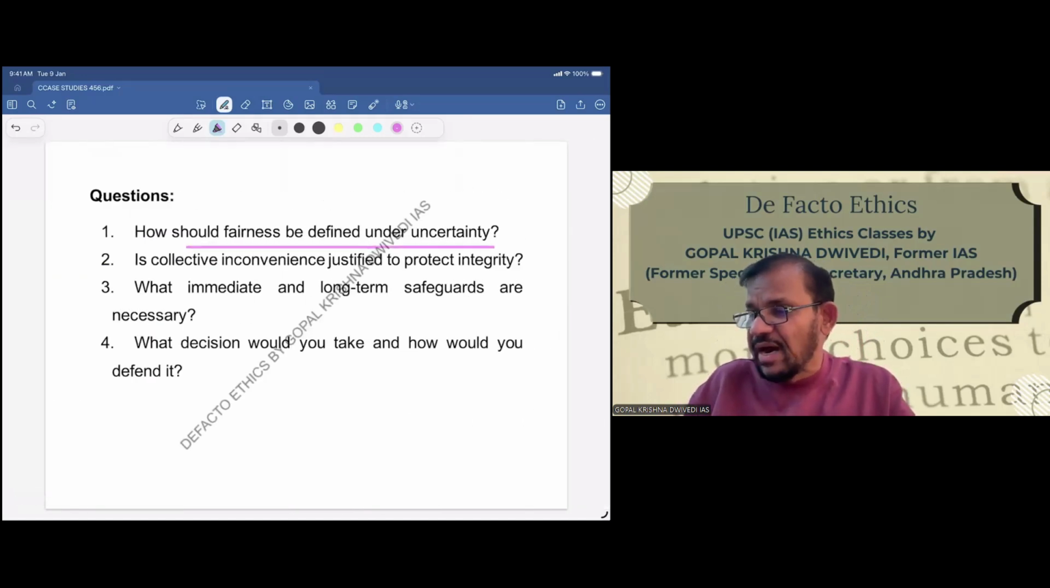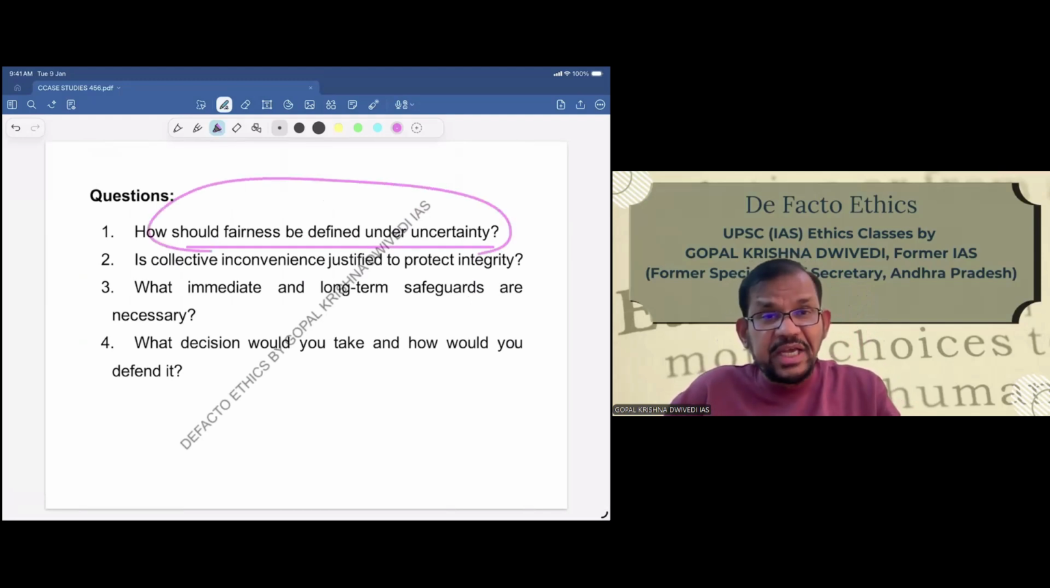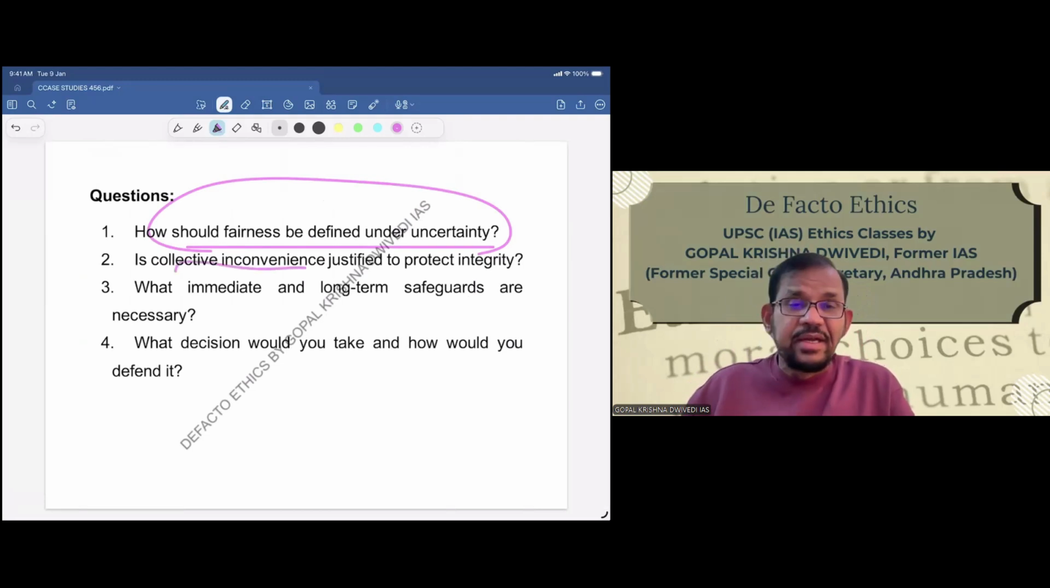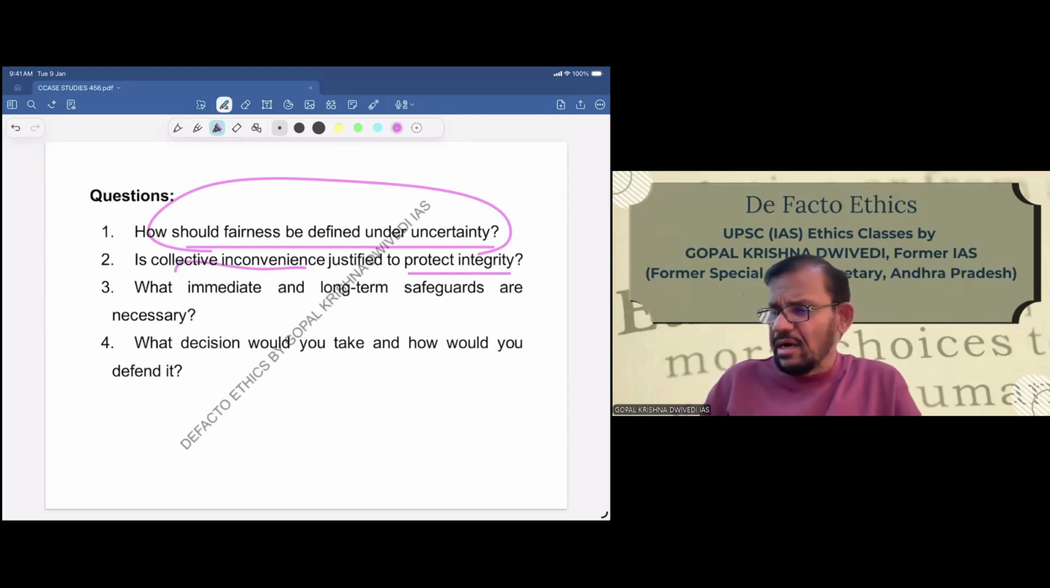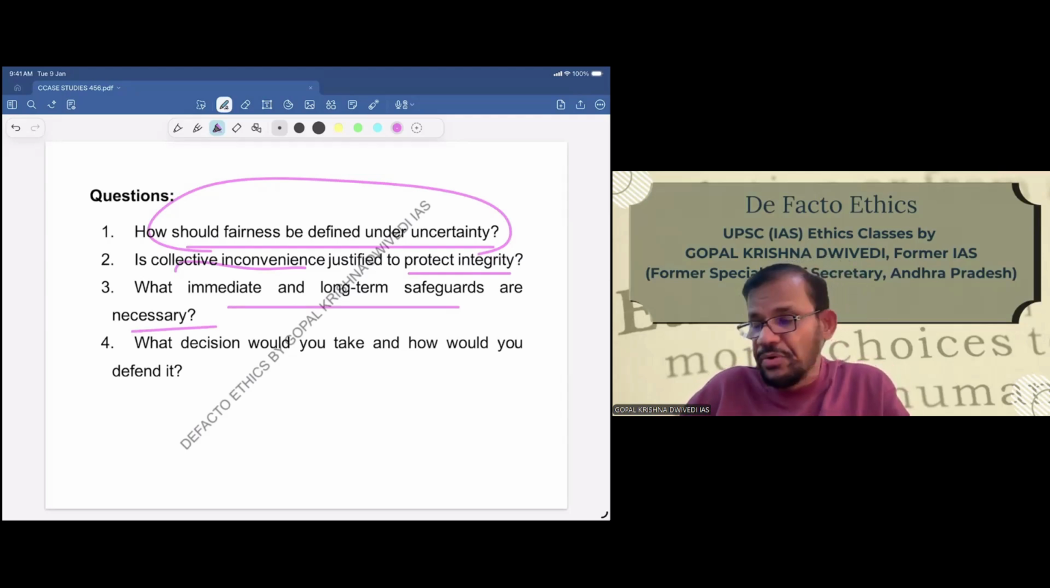How should fairness be defined under uncertainty? Here things are uncertain because we don't know the extent of the effect of the paper leakage. So how can fairness be ensured in that kind of uncertainty? Then, is collective inconvenience justified to protect integrity? This is another very important question, because if we cancel the exam there will be collective inconvenience, and whether it can be justified for protecting the integrity of the examination. What immediate and long-term safeguards are necessary? And what decision would you take and how would you defend it?